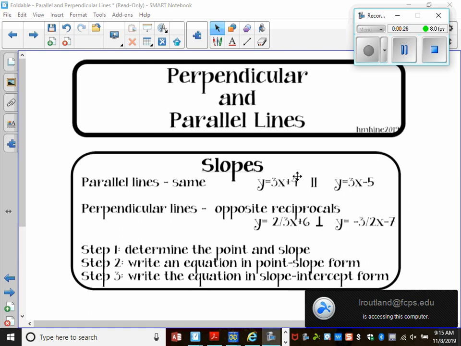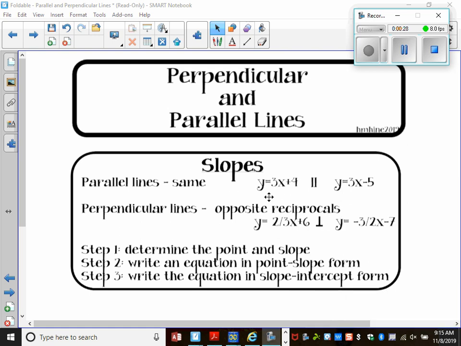Okay, for perpendicular lines, this part right here is very important. You're going to be taking the opposite reciprocals. That means you take the opposite sign and then you reverse the numerator and denominator. Okay, opposite reciprocal. My fault. Thank you. All right, so parallel lines have the same slopes.